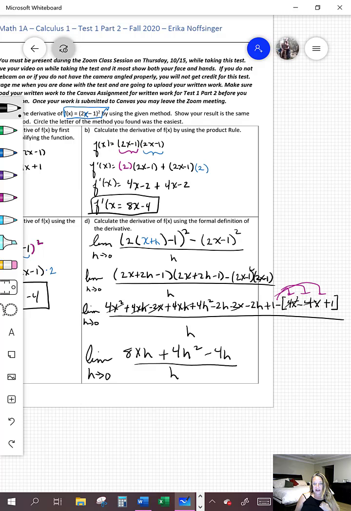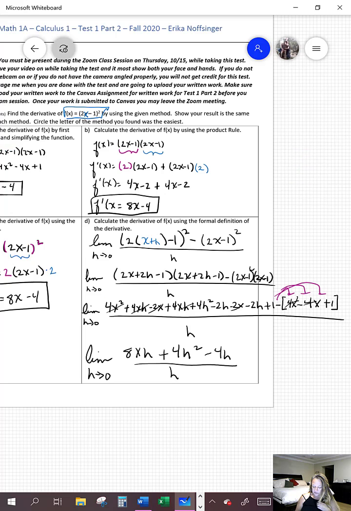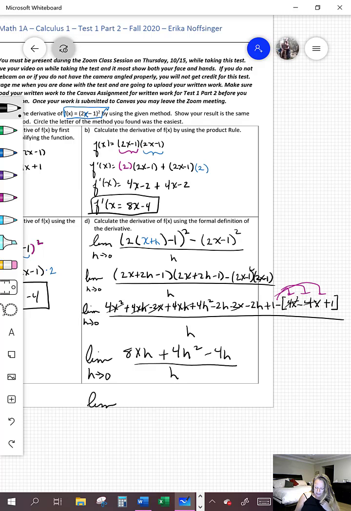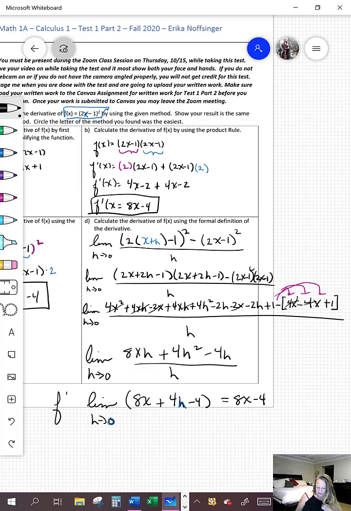So notice we have a factor of h in the numerator that we can factor out and cancel with the h in the denominator. And so once we've done that, we get the limit as h is going to 0 of 8x plus 4h minus 4. And so now as h is approaching 0, plug that in wherever you see an h, and we get back 8x minus 4. And that is the derivative of f of x using the formal definition.